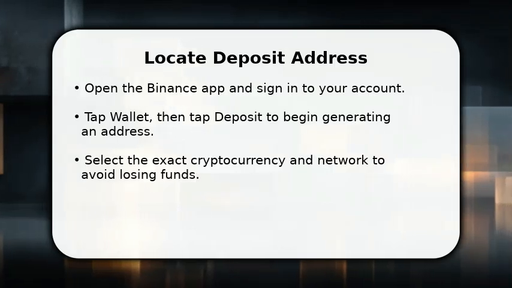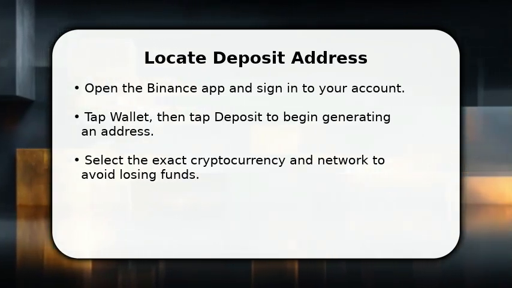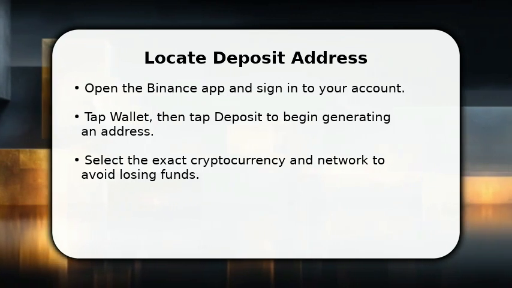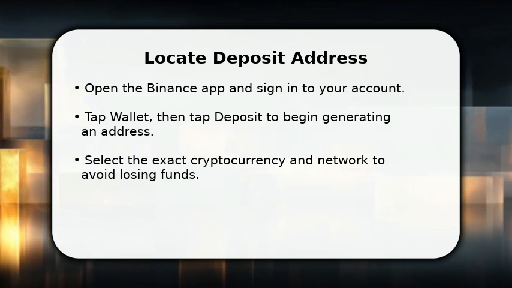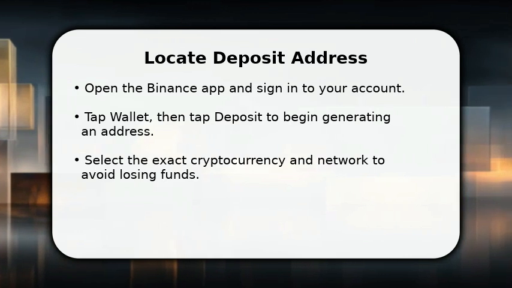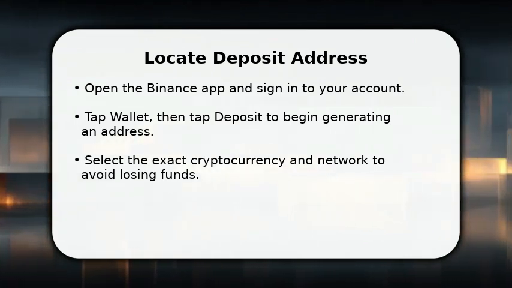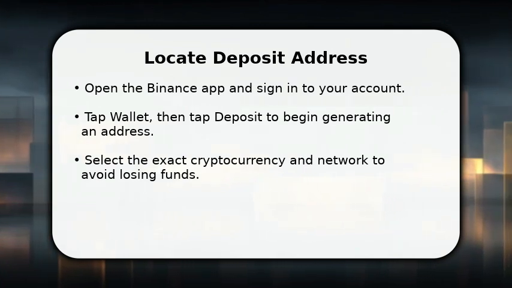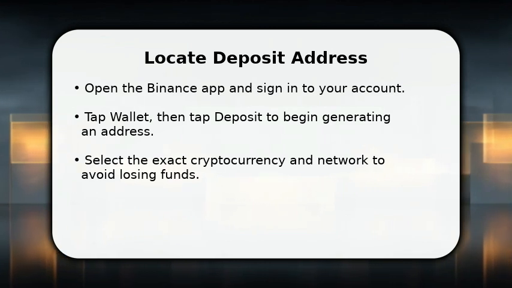In this video, I will show how to find and use your Binance deposit address. Open the Binance app and sign in, tap Wallet, then Deposit. Choose the cryptocurrency and carefully select the network, like ERC20 or BEP20. Copy the displayed address or scan the QR code, then verify the first and last characters before sending. Always send a small test amount first to confirm the address and network match.